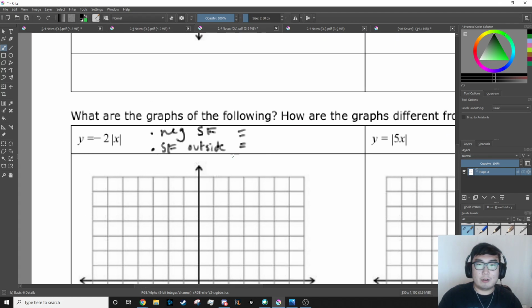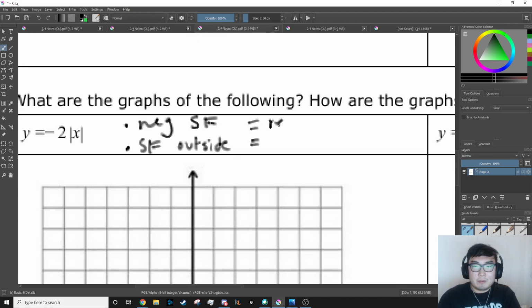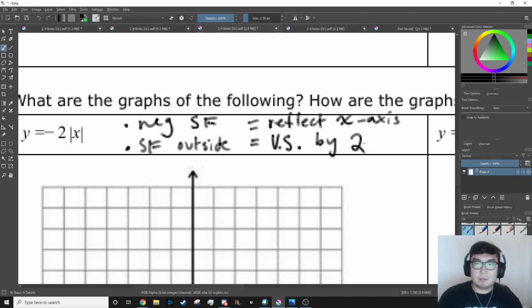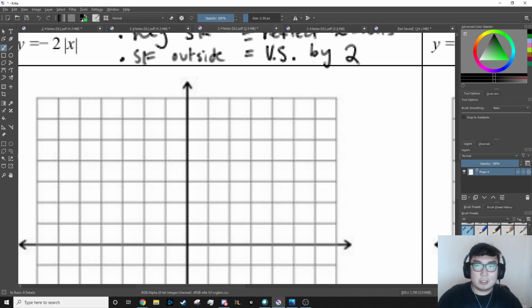So how would I write this? Reflect over the x-axis and vertical stretch by 2. And it looks like so.